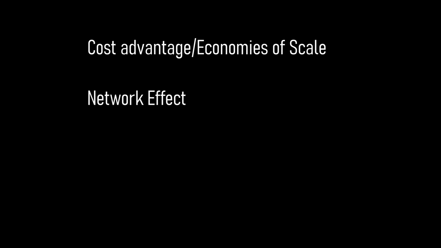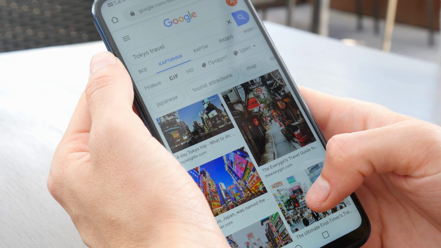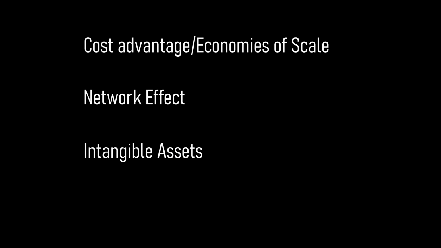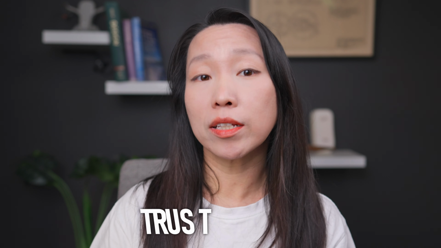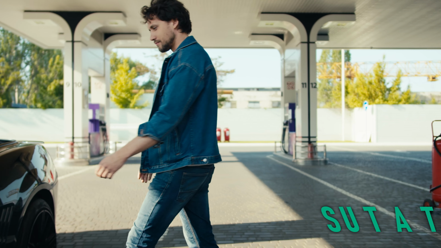The second type of moat is the network effect. It refers to the incremental benefits gained from new users joining the platform, which results in the product becoming more valuable for all users. Platforms like Amazon and Google become more valuable as more users participate, creating a self-reinforcing advantage that is incredibly difficult for new entrants to challenge. The third type of moat is called intangible assets. A company's brand can convey trust or status or meaning, therefore customers usually stick to the strong brand.